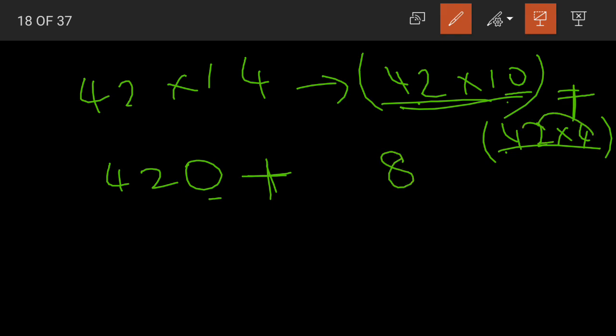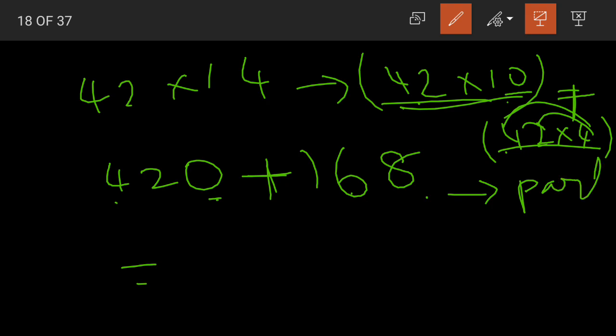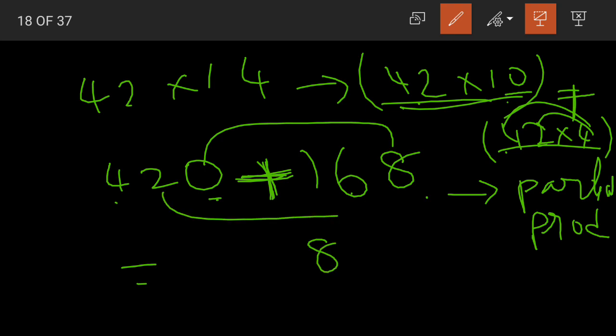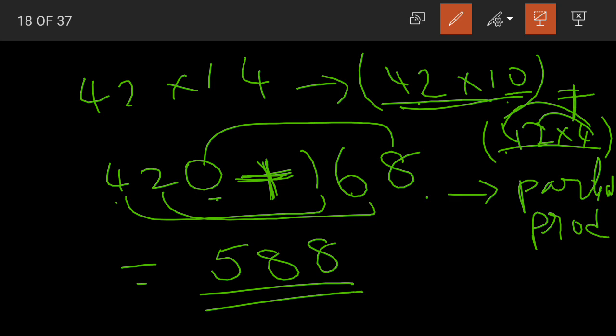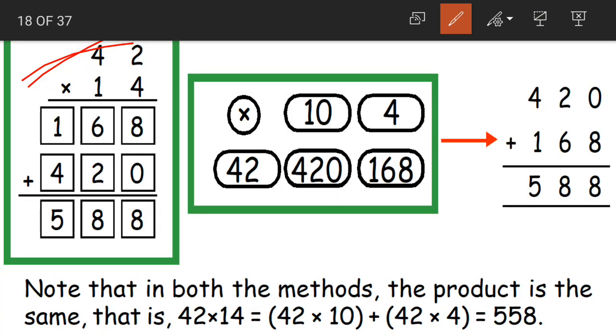2 4s are 8. 4 4s are 16. 420 plus 168. What will these become? This will become our partial products. Now what should we do? There is an addition symbol in between. Yes. So we need to add them up. 0 plus 8, 8. 2 plus 6, 8. 4 plus 1, 5. What is our final answer? 588. That is the same as the number that we got by direct multiplication.